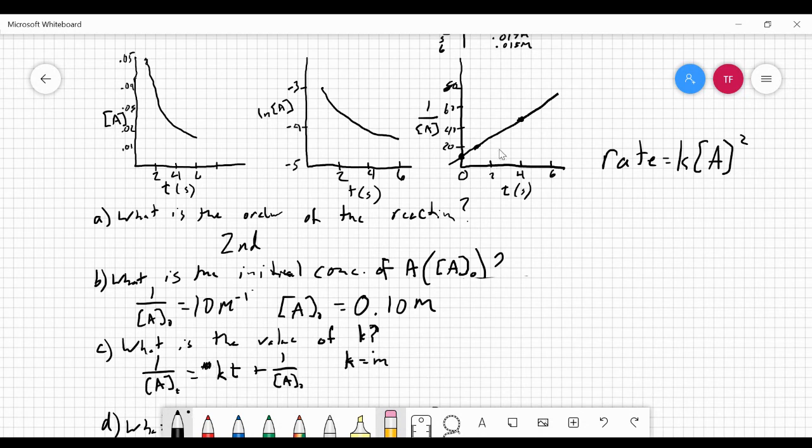Okay, so all we have to do is calculate the slope of the line. So the slope of the line is equal to our change in y over change in x. We just have to pick 2 points on the line. I'm going to pick this point right here as one of our points, and this point right here as one of our points. Point 1, point 2. So y2, our y value at point 2, is equal to 50 inverse molar, and our y value at point 1 is 20 inverse molar.